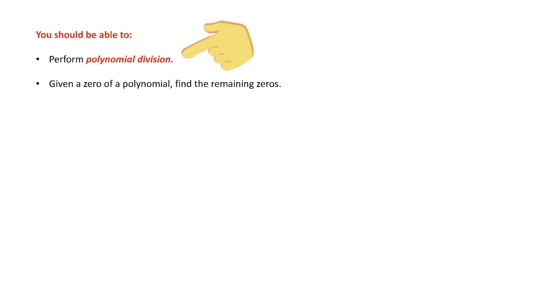So what can you expect on a test? Polynomial division. You should know how to do polynomial division, and you should be able to use polynomial division. So I seed the problem by giving you 1, 0. You should use polynomial division to factor it, and you should be able to get the remaining zeros. Okay, that's what you need to be able to do. So take a look at the homework and good luck with all that.